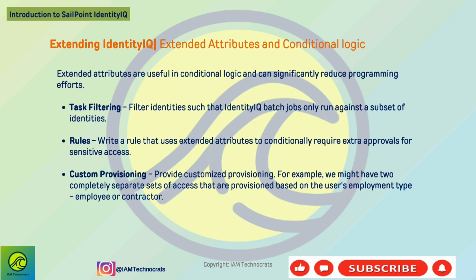Extended attributes and conditional logic. Extended attributes are useful in conditional logic and can significantly reduce programming efforts. Task filtering: filter identities such that Identity IQ batch jobs only run against a subset of identities. Rules: write a rule that uses extended attributes to conditionally require extra approval for sensitive access. Custom provisioning provides customized provisioning. For example, we might have two completely separate sets of access that are provisioned based on the user's employment type, employee or contractor.